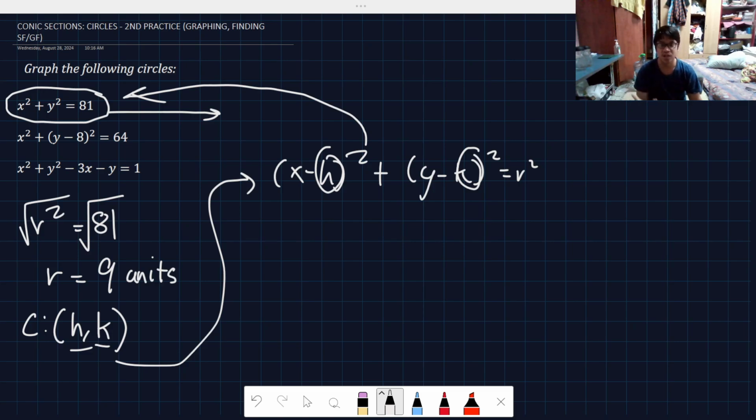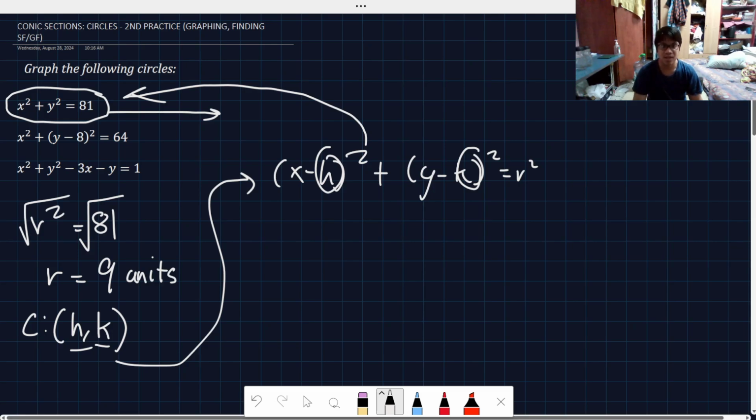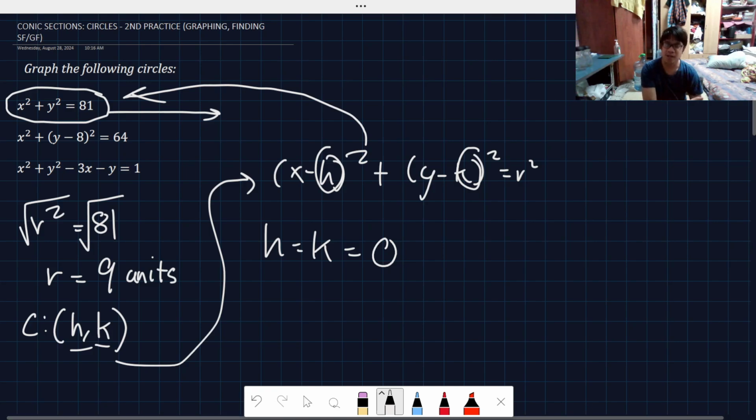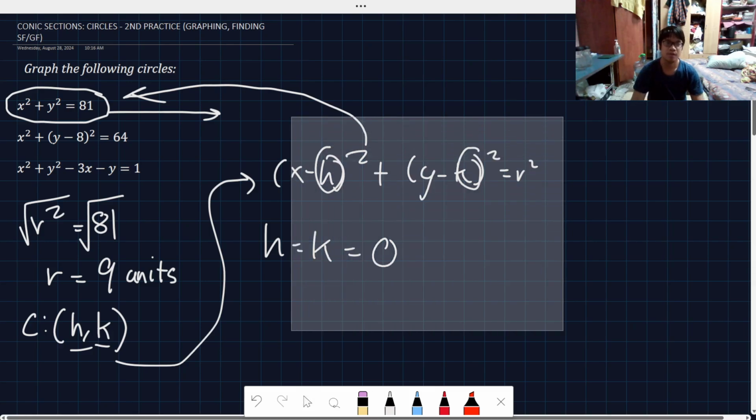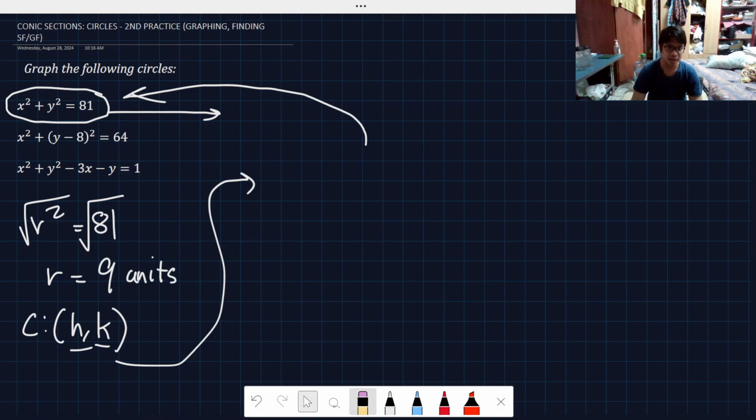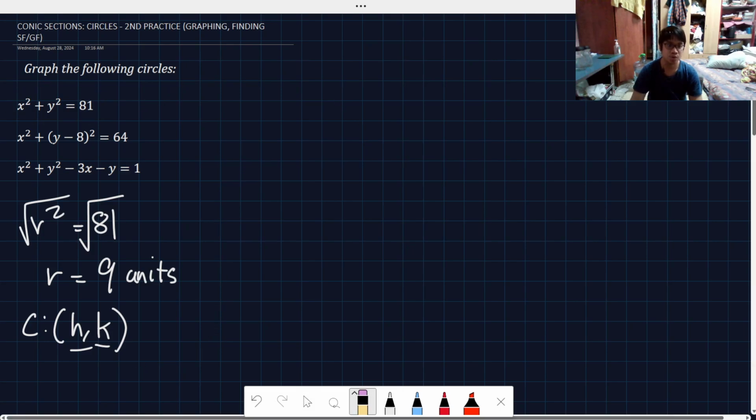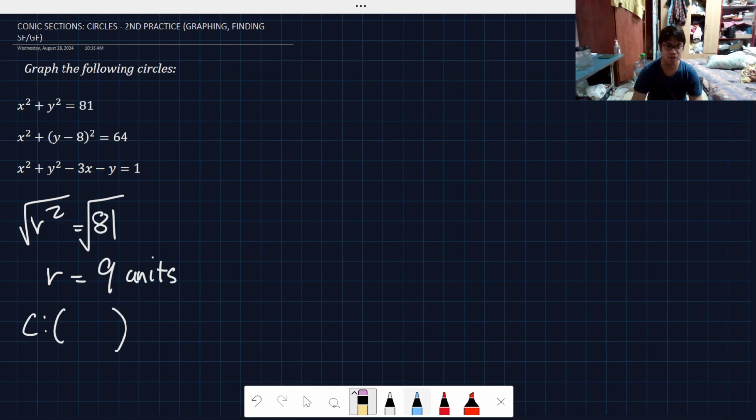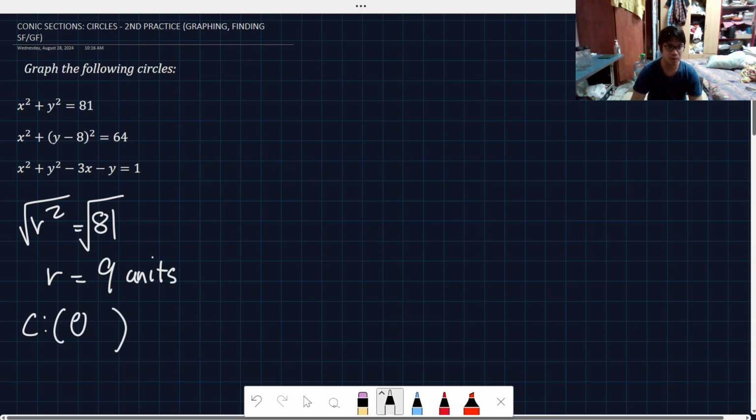And for the y, it's just y squared. So what am I trying to imply? What I'm trying to imply is that here, your h and your k are both 0. If you see x squared plus y squared, that means the h for your x and the k for your y is 0. So therefore, the center would be 0, 0. Then we can now graph.